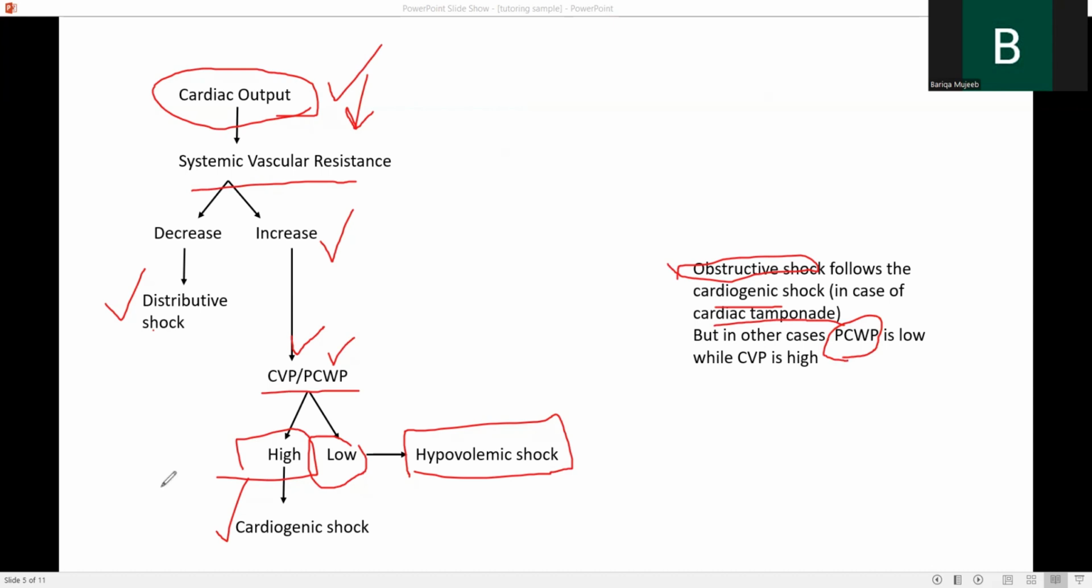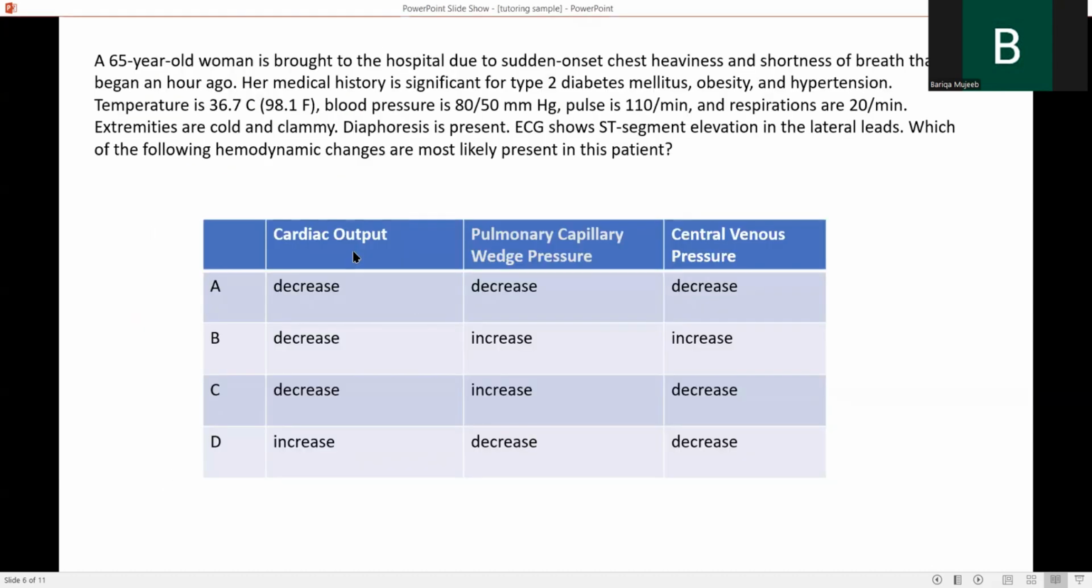So coming back to our question, how would you interpret it? First, you will see that the cardiac output has decreased in options A, B, and C, so they can be the correct options. Option D would be eliminated as the cardiac output has not decreased in this option. After eliminating option D, there is no systemic vascular resistance given here, so we will focus on the pressures. In cardiogenic shock, both the pressures would be elevated, so the correct option should be option B.